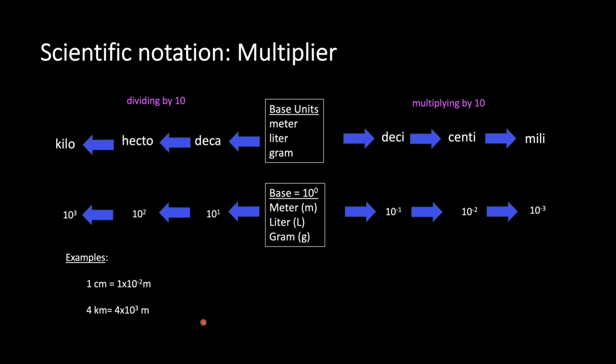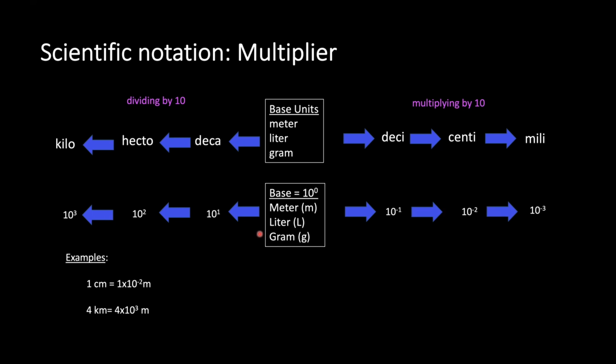So now we have the multiplier. We use this with scientific notation. So we'll have our base, which is 10 to the 0, which is 1. And then we have our base unit still, the meter, liter, and gram. If we take steps to the right, deci is 10 to the negative 1. Centi is 10 to the negative 2. Milli is 10 to the negative 3.